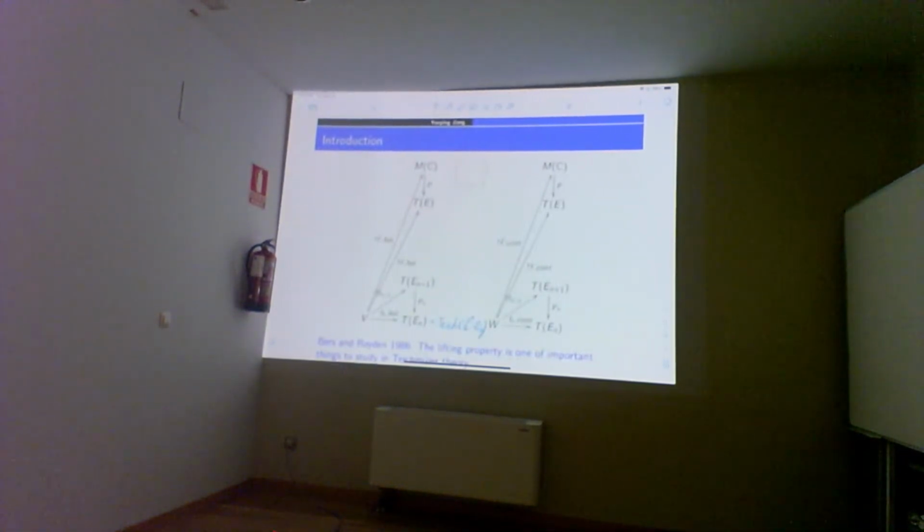This one equals the Teichmüller space of C hat minus En plus 1, where En plus 1 is En with one more point. Everybody can see that clearly? So now the projection is a holomorphic projection.